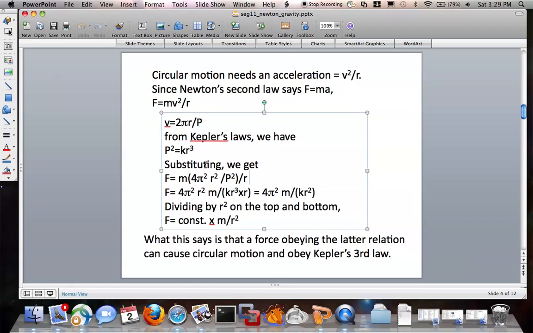Now we can substitute in the value of p squared that we have from Kepler's third law, p squared equals k times r cubed, and we have F is equal to 4 pi squared r squared times m divided by k r cubed times r, which is the other r that we had before. When we clear out a bit of stuff here, we can divide through some of these r's. We have the r squared on the top, which we can get rid of now. We have F is equal to 4 pi squared m divided by k r squared.